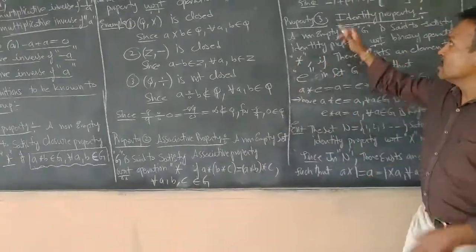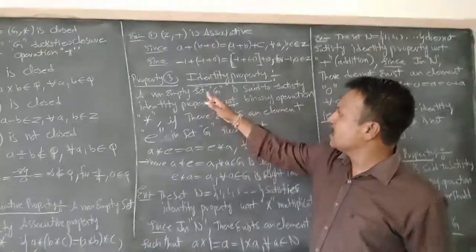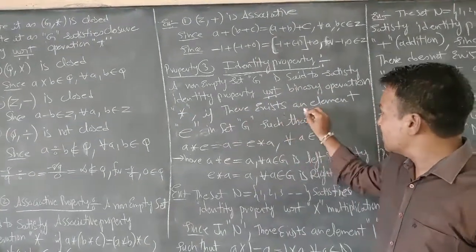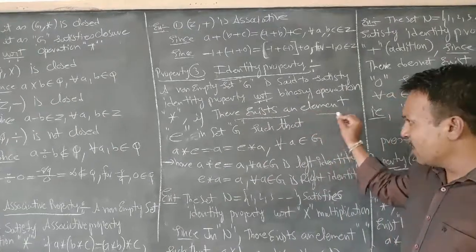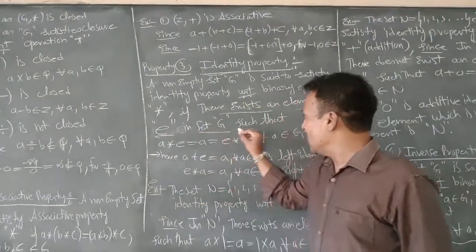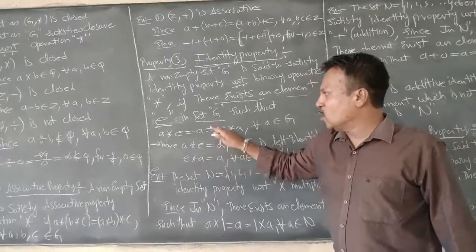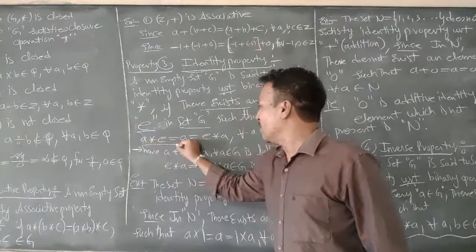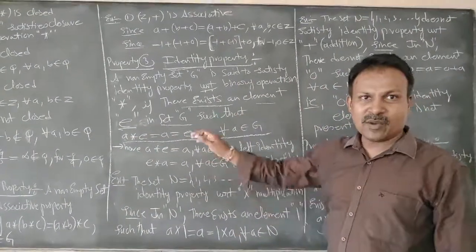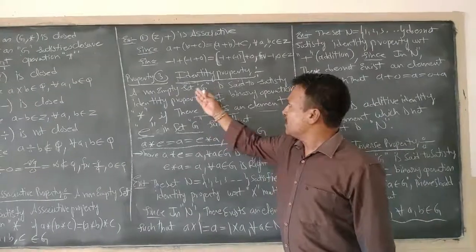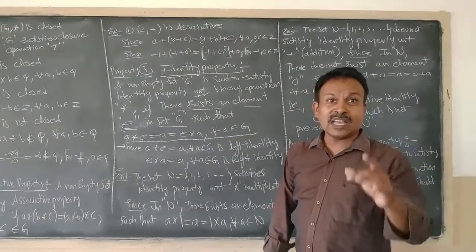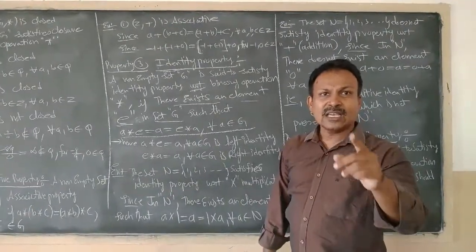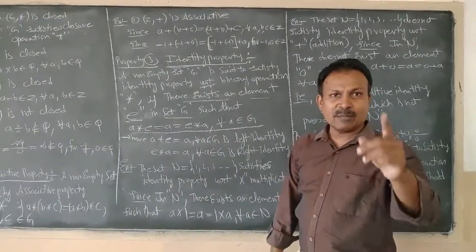The next property is property 3, identity property. A non-empty set G is said to satisfy identity property with respect to binary operation star if there exists an element E in set G such that A star E is equal to E star A for every A belonging to G. Right. I repeat once again. A non-empty set G is said to satisfy identity property if there exists an element E in G such that A star E is equal to E star A for every A belonging to G.